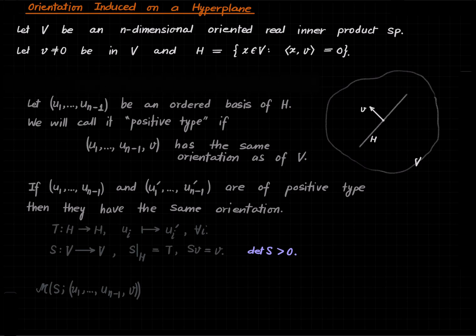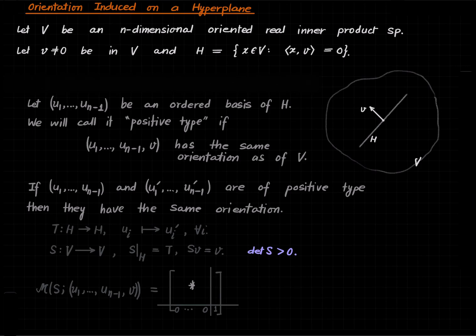So we are making the matrix of S with respect to that, and that will look something like this. The last row will consist only of zeros, except here we will see a 1, right? Because what is S of u1? S of u1 has no component in V. S of u1 is lying in the hyperplane H, right? S of u1 is u1 prime, which is lying in H. So this will be a 0, and similarly up to un minus 1, we will get a 0. But S of V is V, so we'll get a 1 over here. And here there will be some garbage.